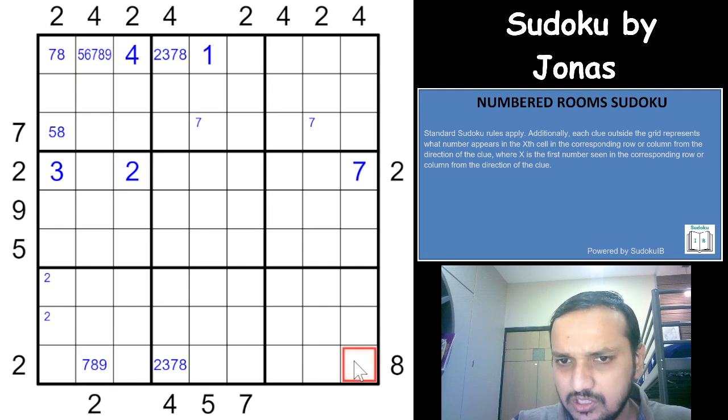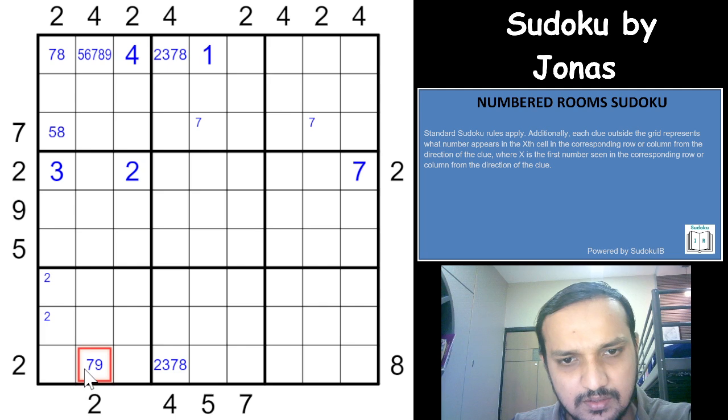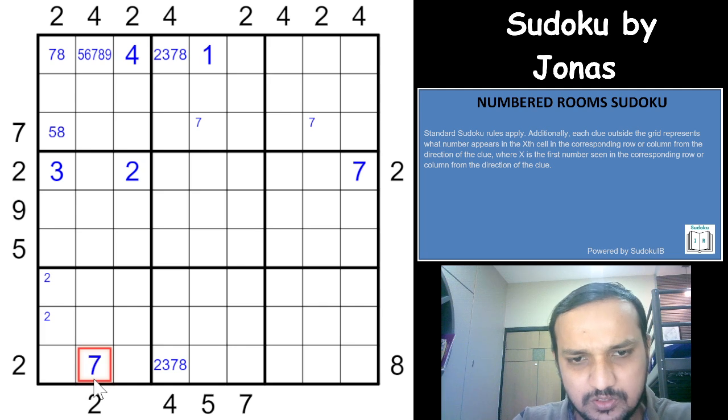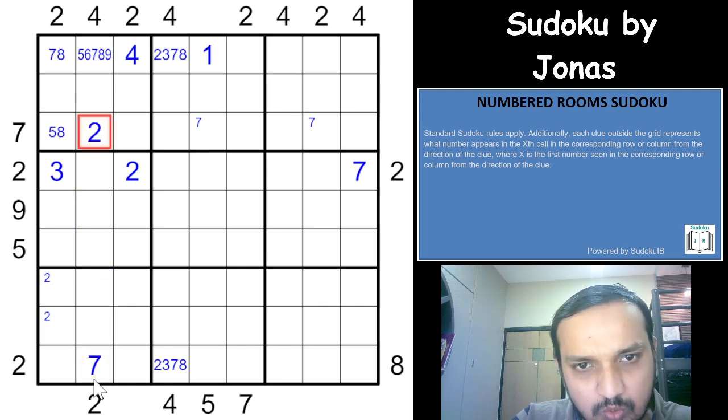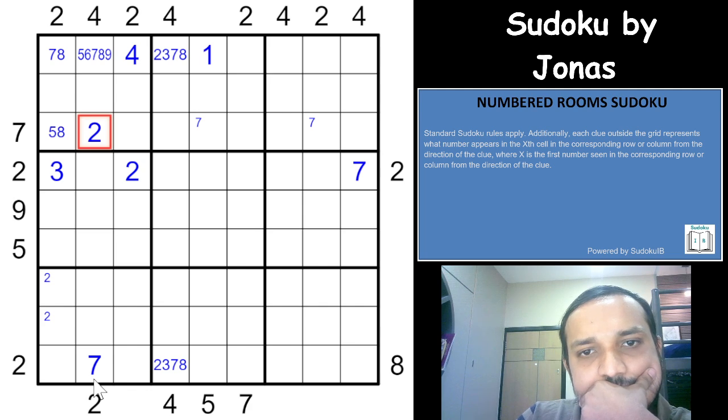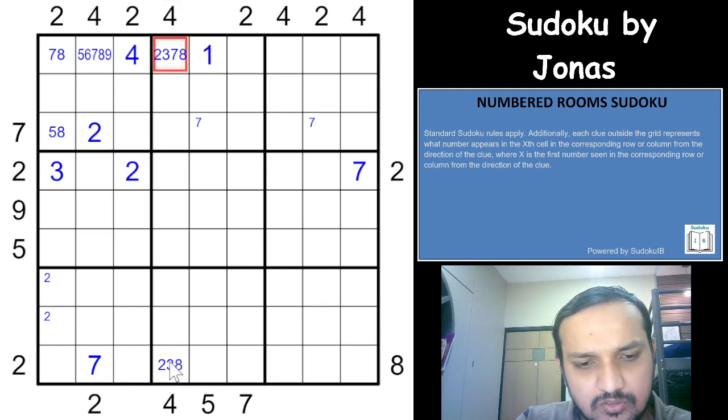It cannot be 8 because then again this cell would have to be 8 for the 8 here. So 7 and 9, 2 will be on the 7 or 9. 2 cannot be on the 9th digit cell because you already have eliminated that. So it has to be 7, which means this is a 2. This is not a 7 now. That eliminates 3 from this cell.